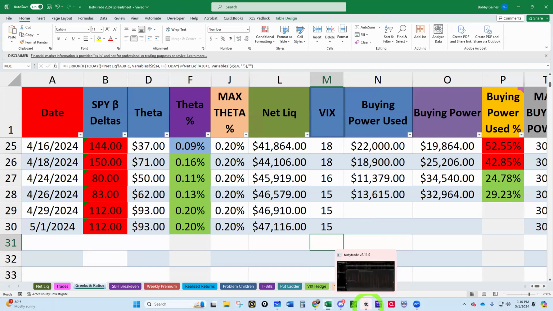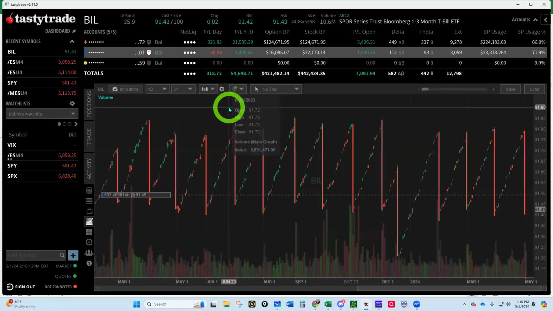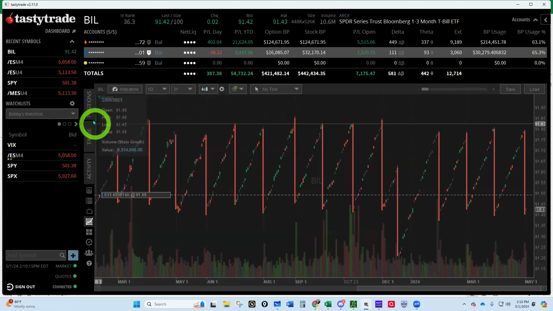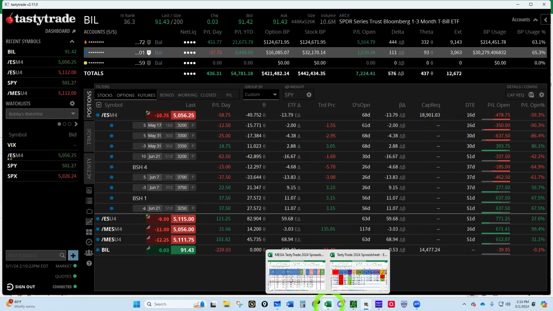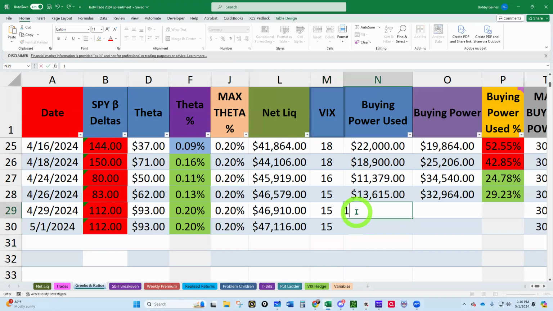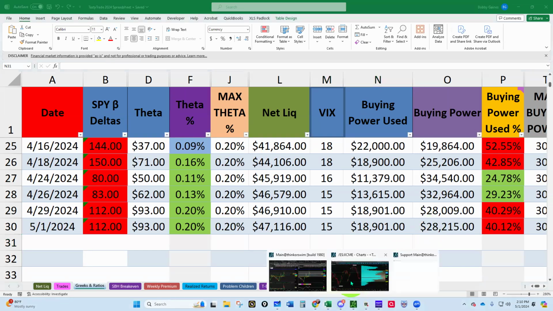And let's say our buying power is, I got to log in again, huh? All right, so let's see. Our buying power is positions 18,901, because we're not counting bill. So we'll use 18,901 there too. Now, remember, as long as we're above the 200-day moving average, we should be able to keep this.